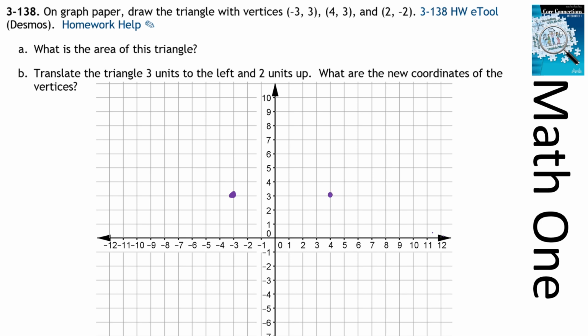That's nice. It's a horizontal line. And then finally, I've got over 2 and down 2 units. So this is my final vertex. Now, when I look at this, they're asking me to find the area of this triangle.